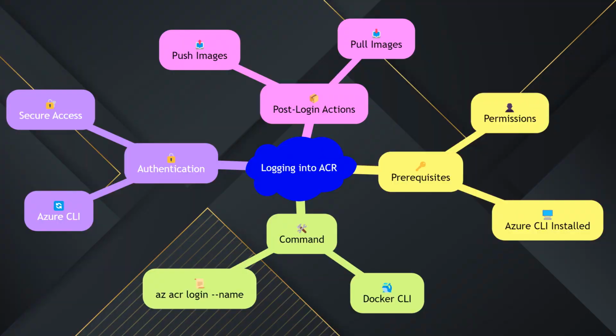Before pushing an image to ACR, you need to log in to the registry. Use the Azure CLI to log in with the command az acr login --name ACR-name. This command uses Azure CLI to authenticate your Docker client with ACR. Ensure that you have the necessary permissions to access the registry. Successful login allows you to push and pull images from ACR securely.